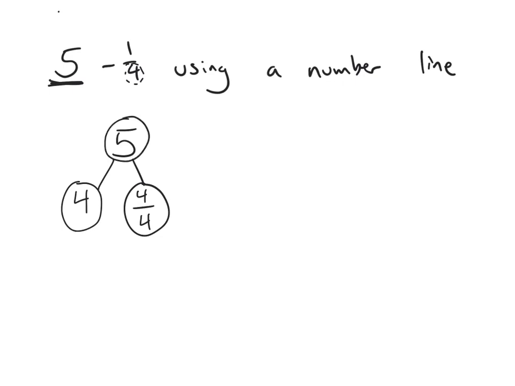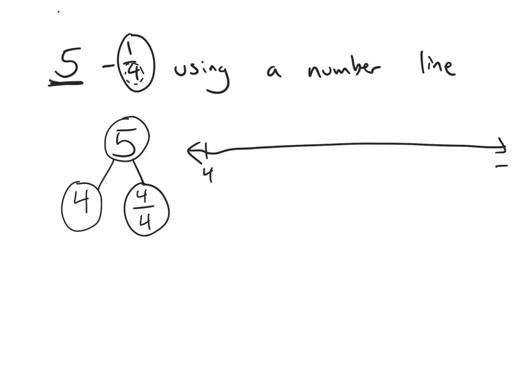And so what this tells me is that since 1/4 is less than 1 whole, my answer to the subtraction problem is going to be somewhere between 4 and 5. So this allows me to create a number line that's between 5 and 4. And since I'm subtracting 1/4, I'm going to partition this number line into fourths. Okay, so now I have 4 and 1/4 right here, 4 and 2/4, 4 and 3/4, and 5 wholes, which is the same as 4 and 4/4.